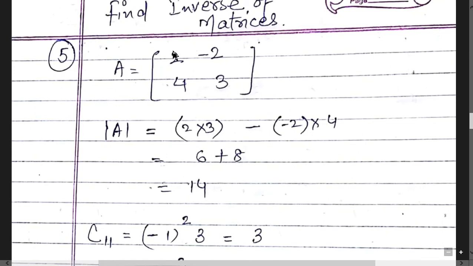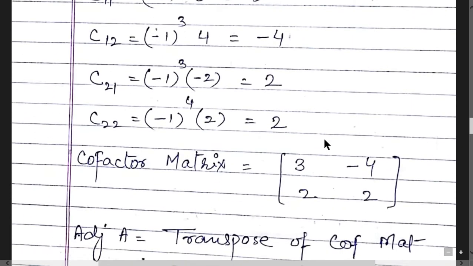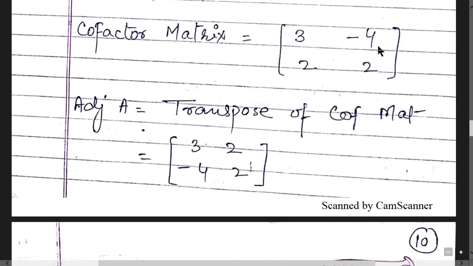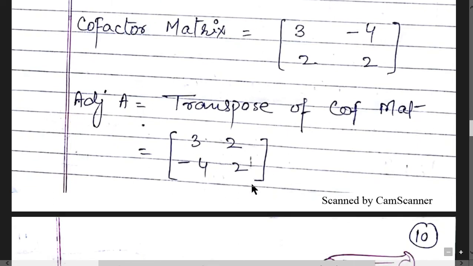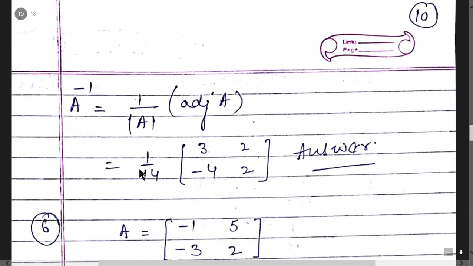The matrix is given to you, 2 4 minus 2 3. First of all, calculate the determinant of A. It's 6 plus 8, it's 14. Then calculate all the cofactors. Then design the cofactor matrix. After designing the cofactor matrix, take the transpose of this matrix and you obtain the adjoint of A. Now insert the values, 1 over A modulus, 1 over 14, into adjoint of A. That's the answer.